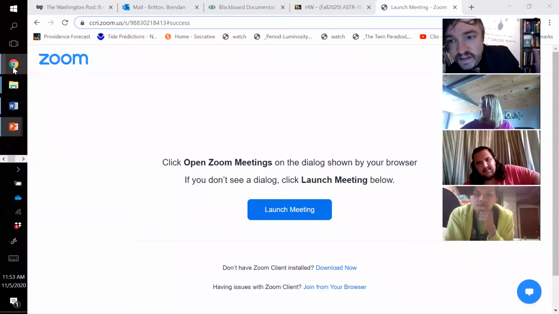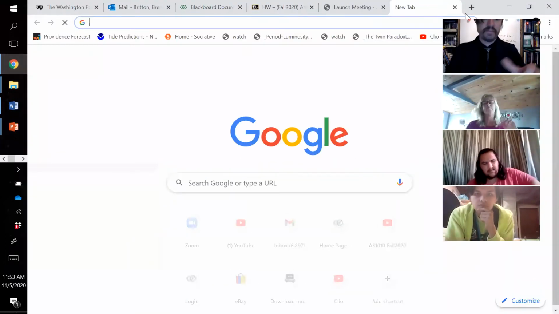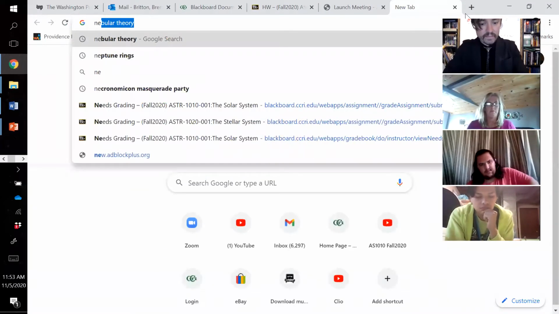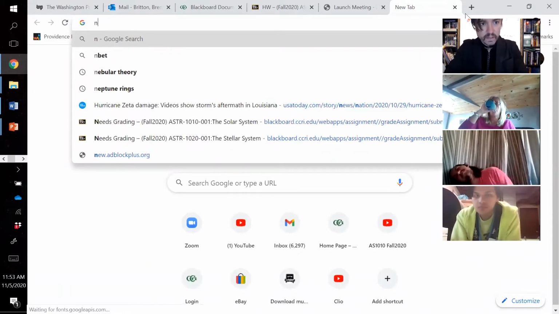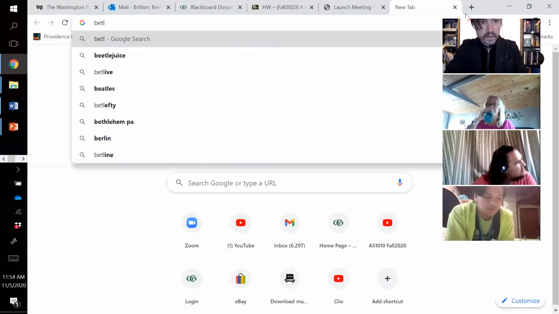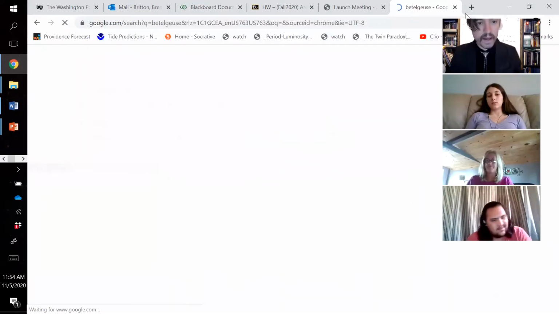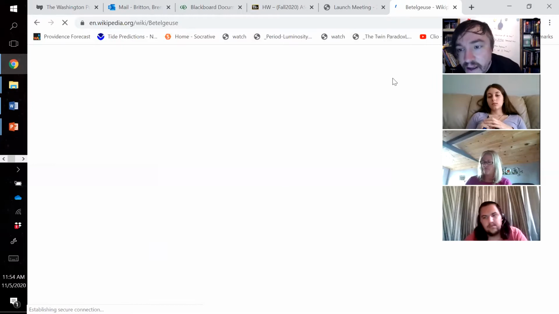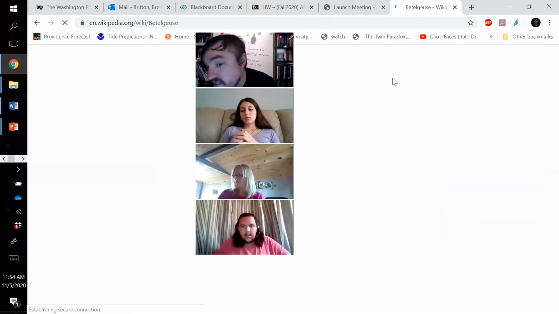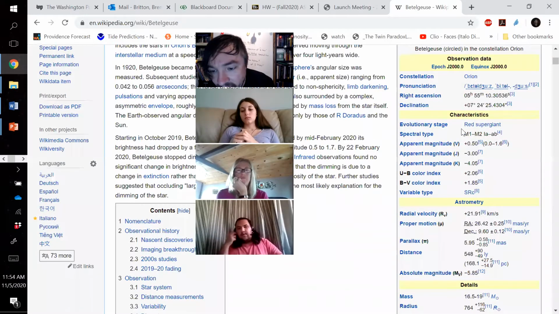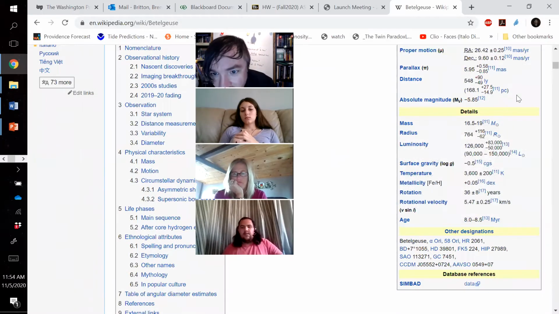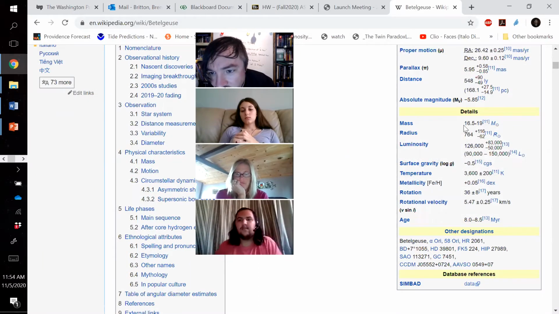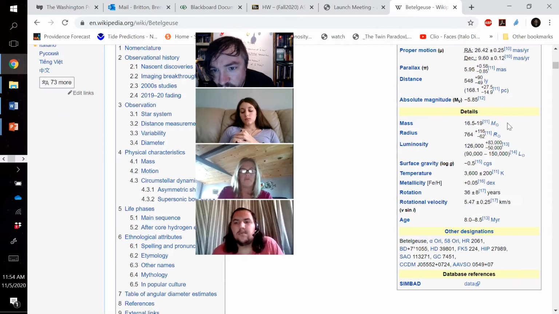But Betelgeuse is famously a singleton. You know what I mean by that, right? It's a single star. Exactly. It's not part of a binary pair. And I want to show you something on the Betelgeuse Wikipedia page. Because Betelgeuse is a singleton and it's not part of a binary pair, and because it's not in the main sequence, we really don't have a good idea of what its mass is.